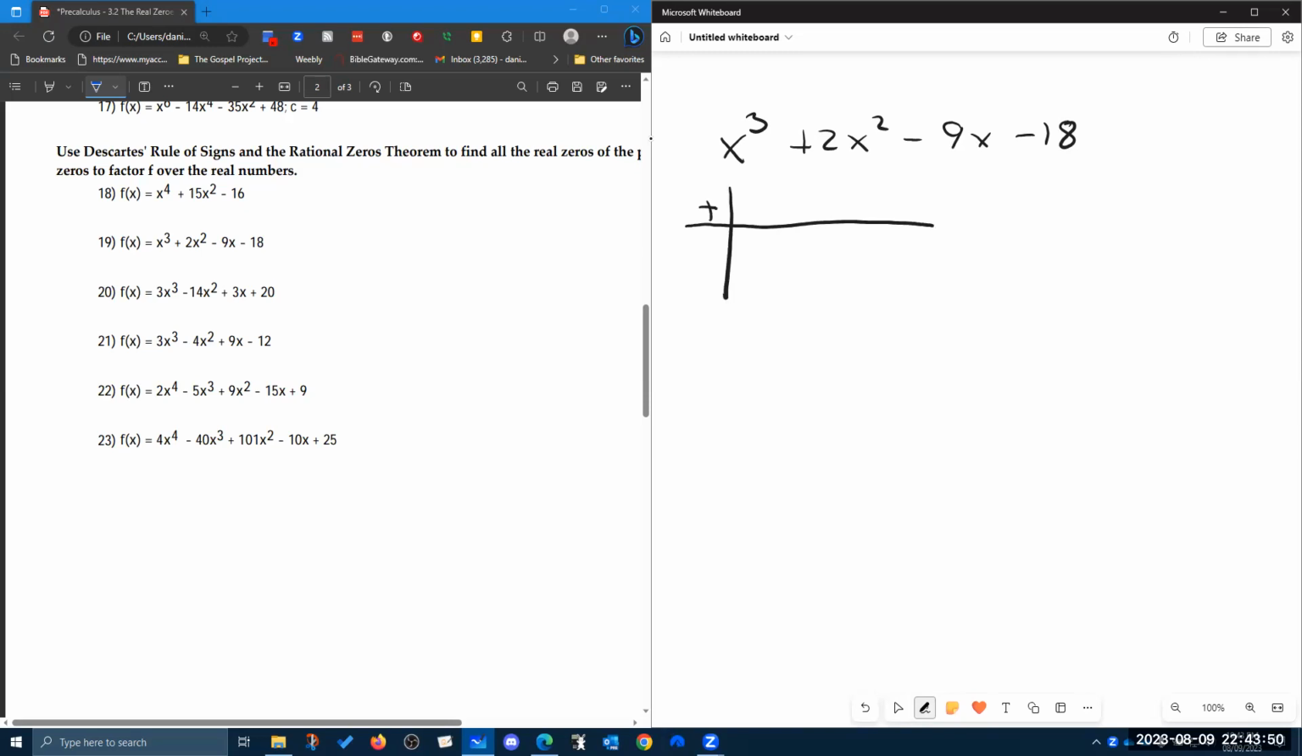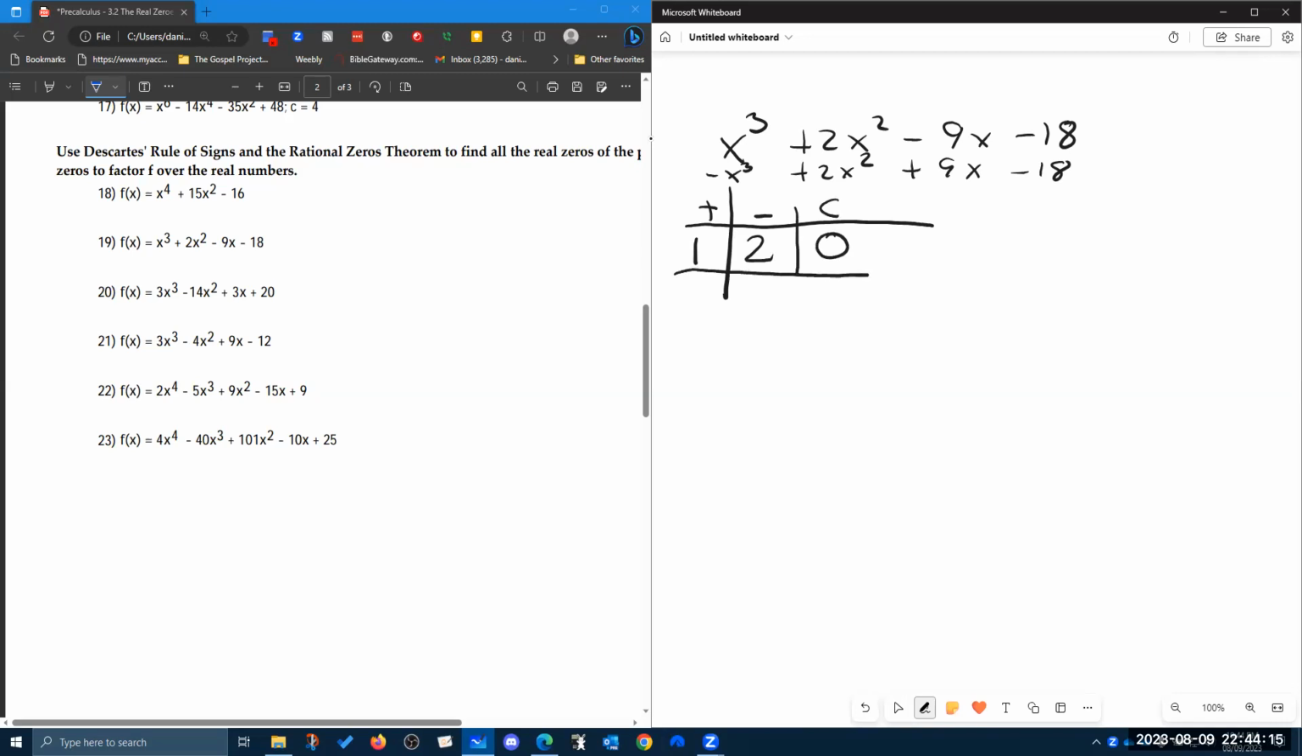The number of sign changes in the original is 1. For the number of sign changes in f of negative x, all the things with the odd degrees of x are going to change sign, and all the things with the even degrees of x are going to keep their sign. Negative to positive is 1. Positive to negative is 2.